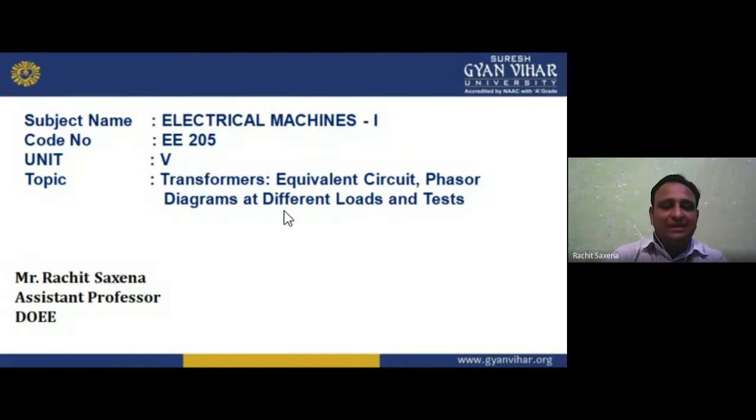Two principles are there: Faraday's law of electromagnetic induction, and second is electromagnetic interaction. Applying these two, we can get power into torque, torque into power, voltage into torque, and torque into voltage. So both cases we have. If I am talking about the generator, the generator input will be the motor output, and the generator output will be the motor input.